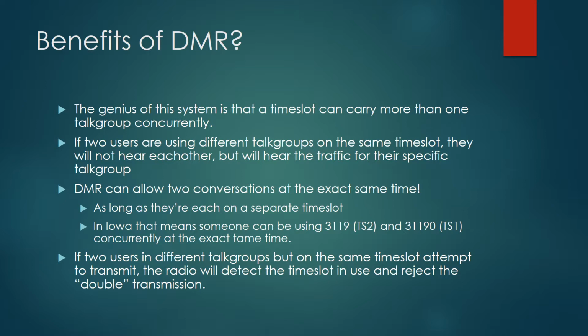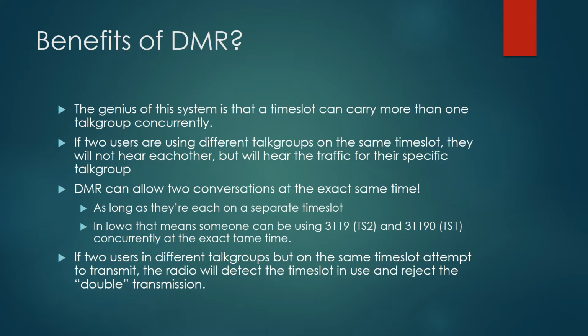What are some benefits of DMR? Well, the genius of the system is that a time slot can carry more than one talk group concurrently, right? So as I've explained, there's two time slots. You could imagine there could be two conversations, and those two conversations could occur at the exact same time. But what if three different people wanted to use three different talk groups on the repeater? Well, that's actually still possible. So two users can use different talk groups on the same time slot. They will not hear each other, but the traffic will be differentiated for their specific talk group.